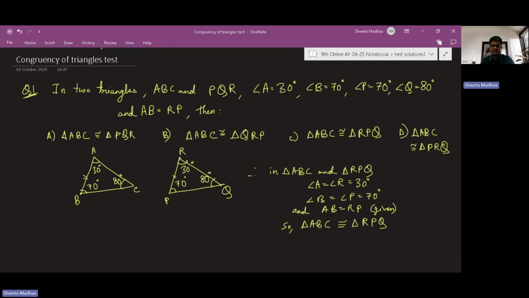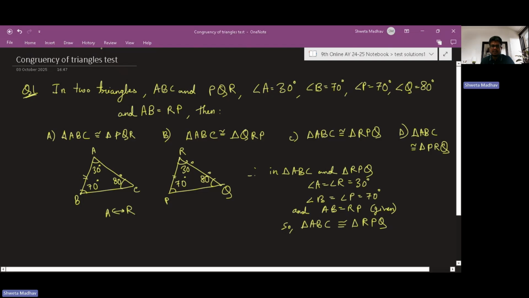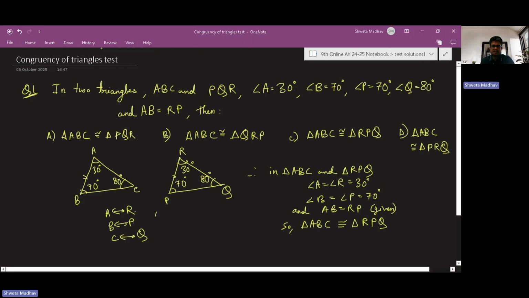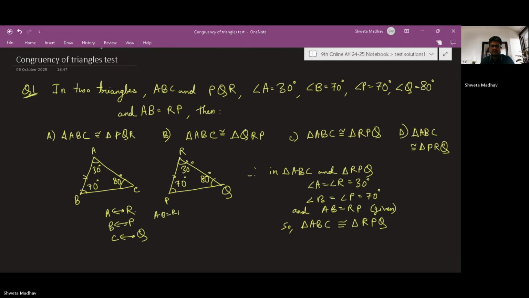Since angle A is equal to angle R, A corresponds to R, and angle B equals angle P, so B corresponds to P, and angle C is equal to angle Q, so C corresponds to Q. And of course, it is also told that AB is equal to RP. So basically, triangle ABC is congruent to triangle RPQ. So option C is the correct answer.